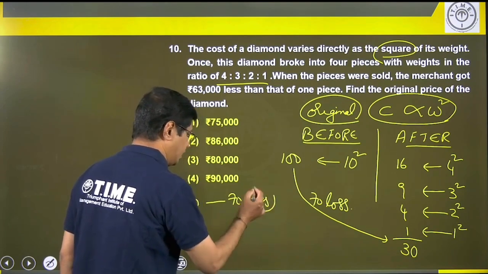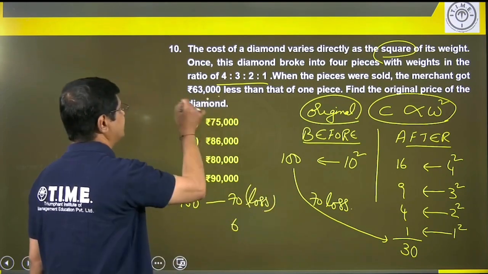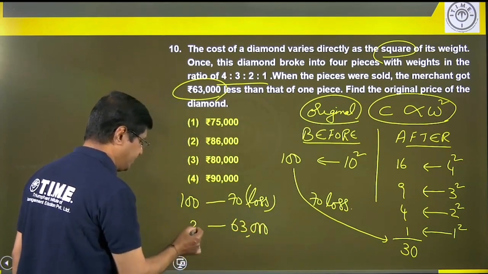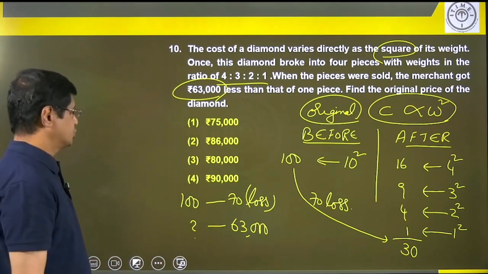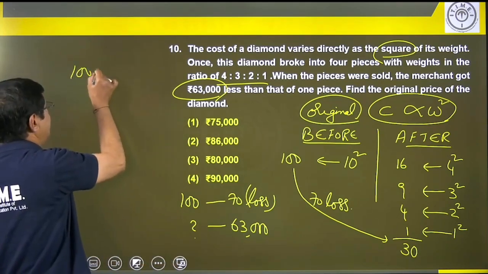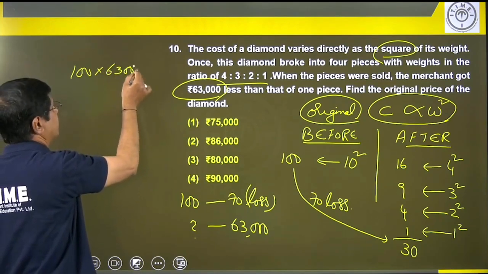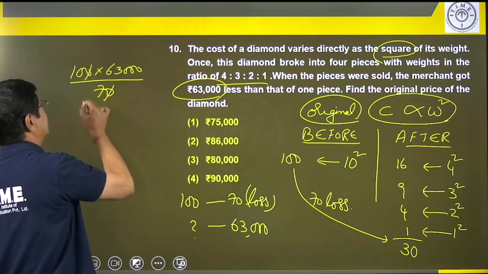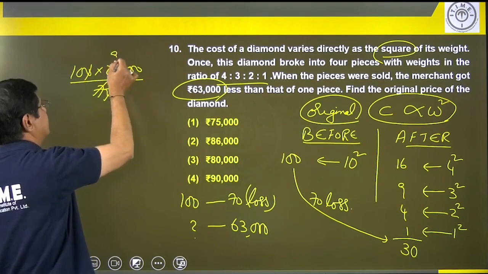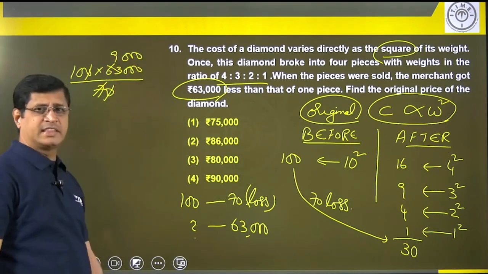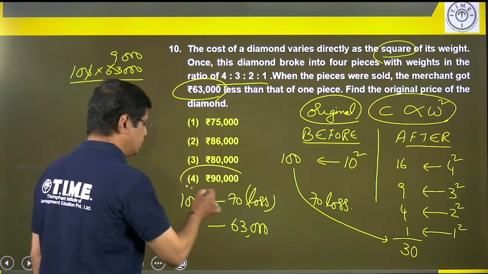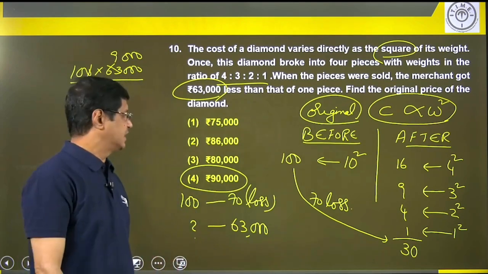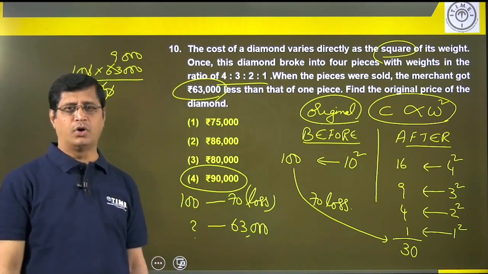70 is the loss. But actual loss here is 63,000. So 63,000 is the loss. Then what is its original price? Dear student, just cross multiply. 100 into 63,000 by 70. Now the cancellation, 0 and 0 get cancelled, 7 goes exactly 9 times. So 9,000 into 10, that is 90,000, that is the original cost of the diamond. So what is the original value of the diamond here? That is 90,000, answer choice 4.